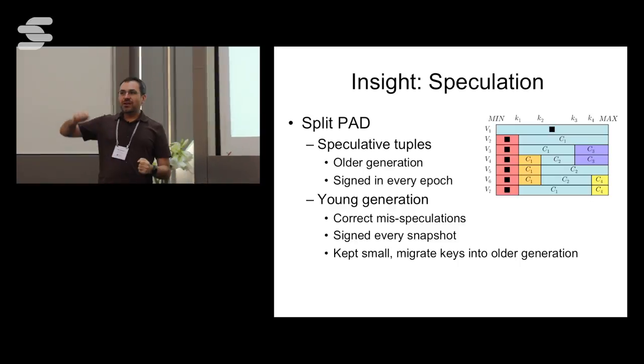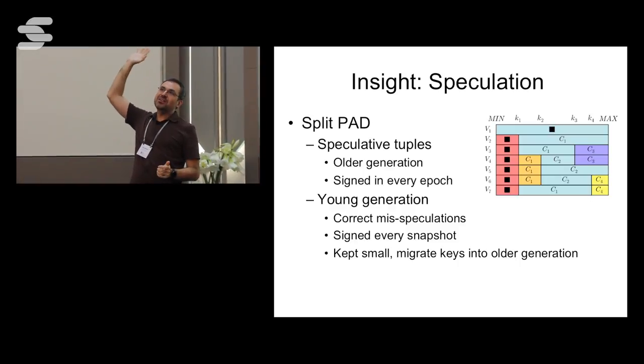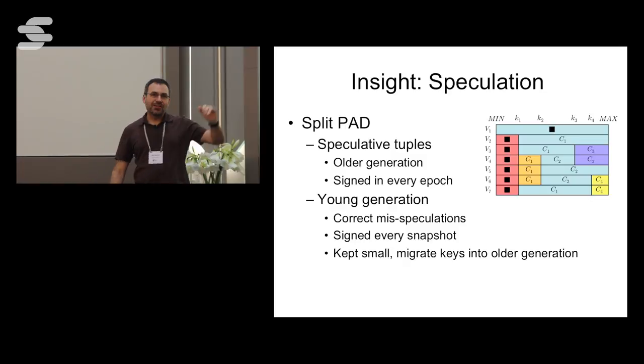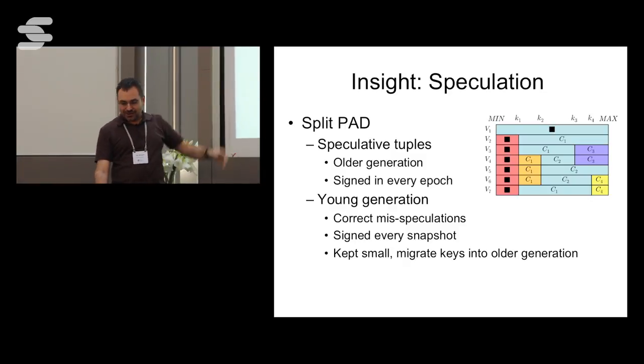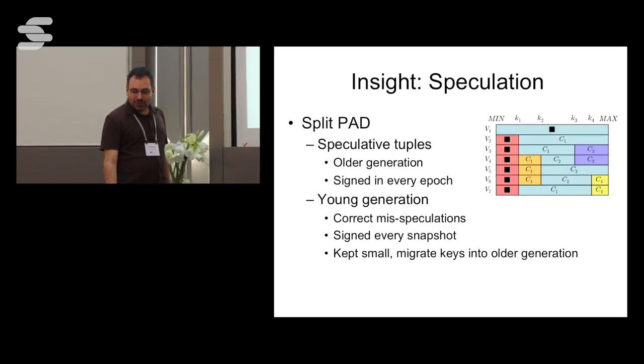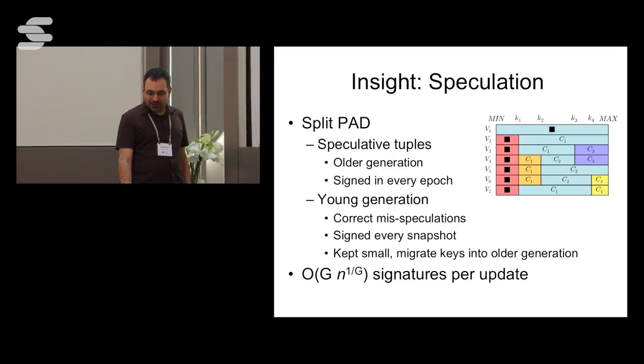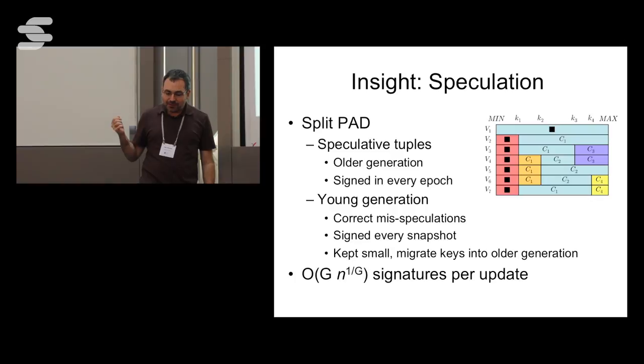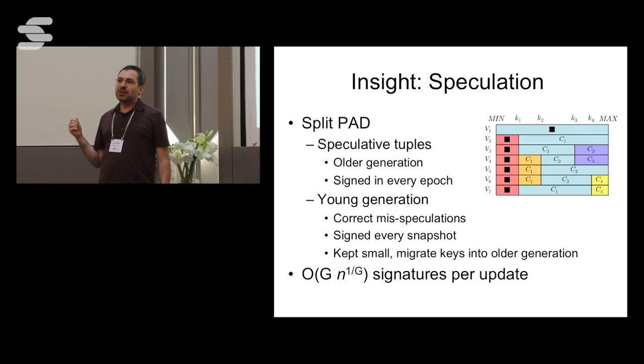So I can have one data structure that makes big speculative jumps into the future for versions that don't exist yet. And I can have another data structure that corrects it, which is kind of weird, but it works. And when I do this, I end up having many, many fewer updates.